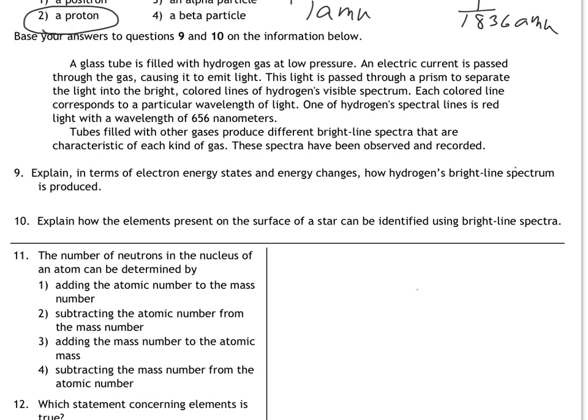So a glass tube is filled with hydrogen gas at low pressure. An electric current is passed through the gas, causing it to emit light. The light is passed through a prism to separate the light into the bright colored lines of hydrogen's visible spectrum. Each colored line corresponds to a particular wavelength of light.